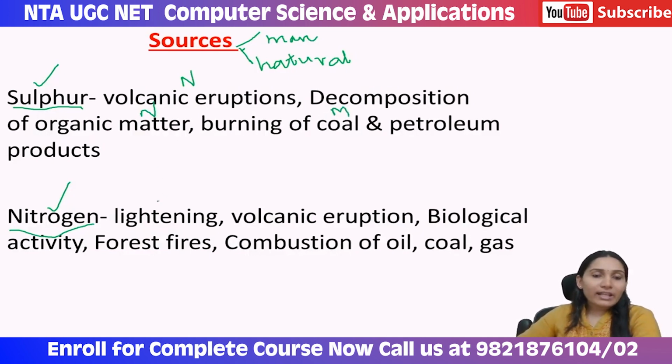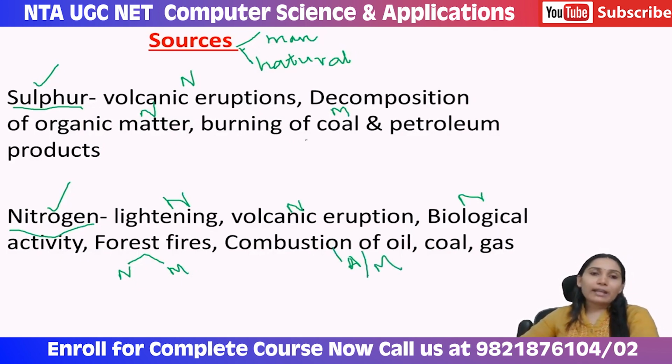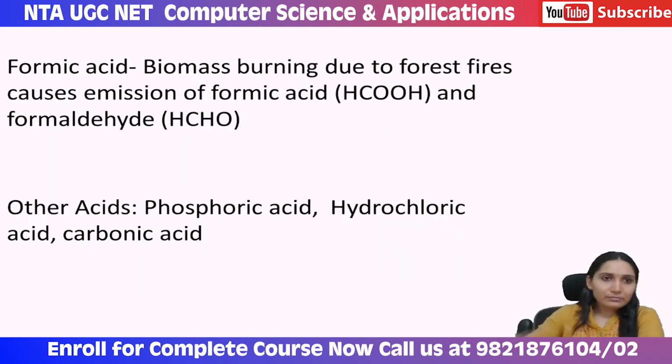Now nitrogen can be released through lightning, again a natural cause. Volcanic eruption, natural cause. Biological activities, again a natural cause. Forest fires can be either natural or man-made. Combustion of oil, coal, gas, etc., is anthropogenic or man-made. So basically acid rain can be caused due to factors that are either natural or man-made.